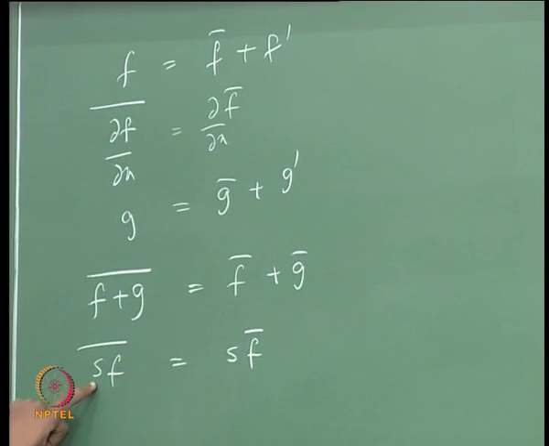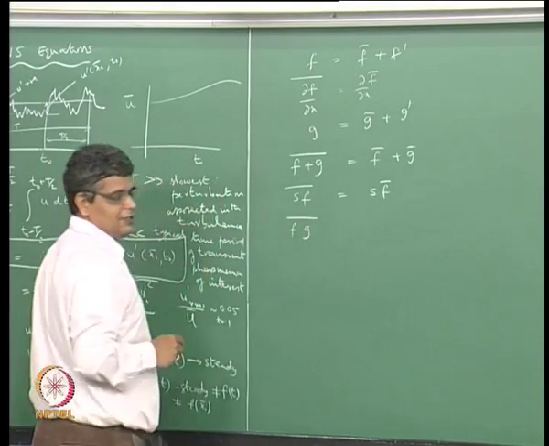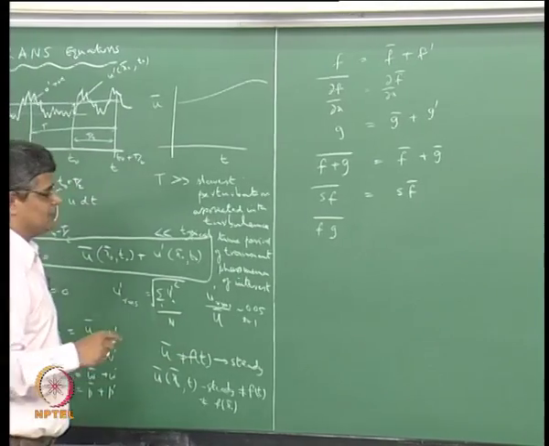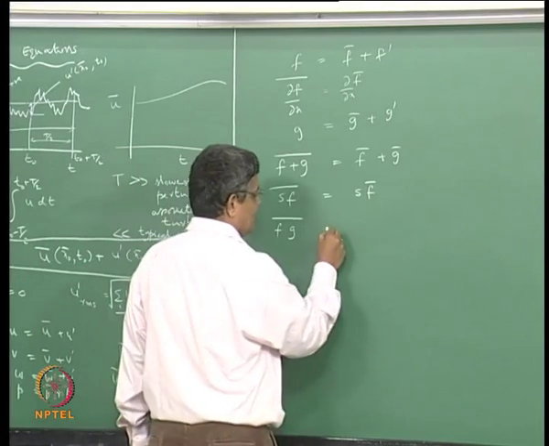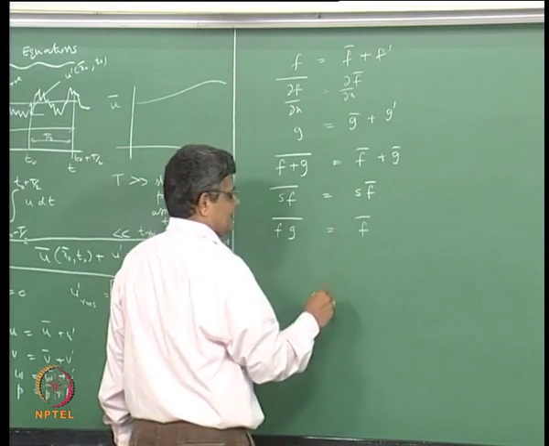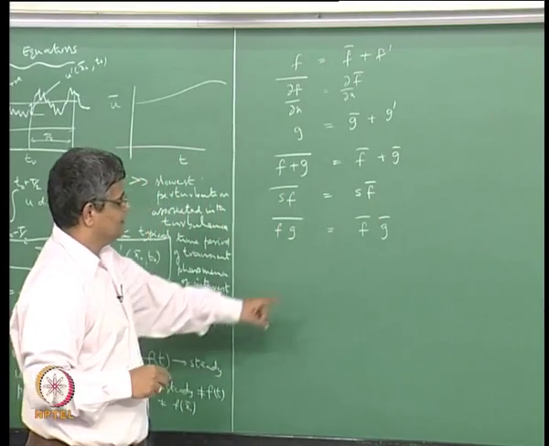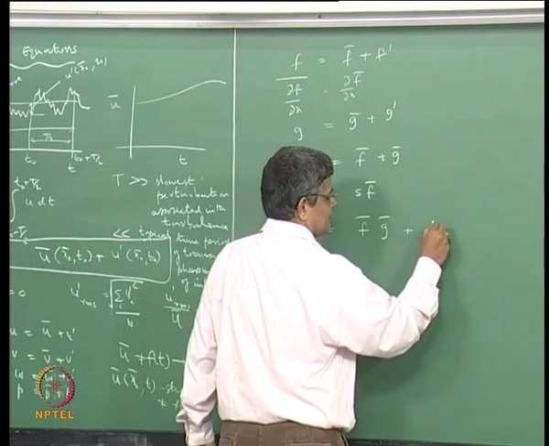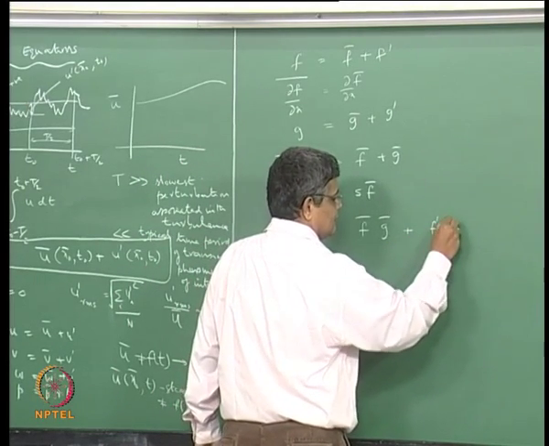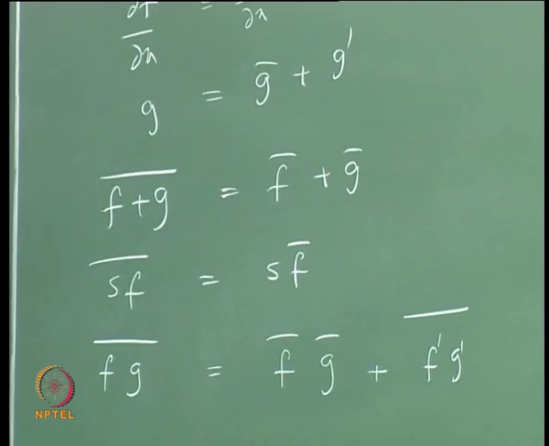Obviously the scalar is not a flow parameter, it is not fluctuating. And we can also show that the time average of the product fg, where f and g are two parameters of the flow and therefore exhibit turbulent fluctuations, is the product of f bar and g bar. That is the product of the time average quantities plus the time average of the fluctuating components.